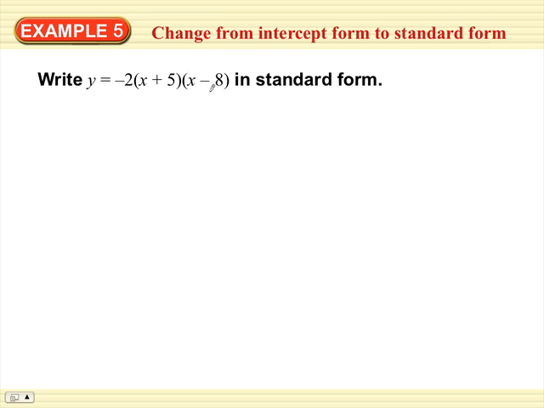You go ahead and do this one. What I would do is I would multiply these two, and then in the end, multiply by negative 2. That's what I would do. But it's your call. Go for it.